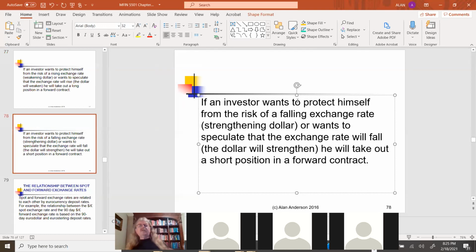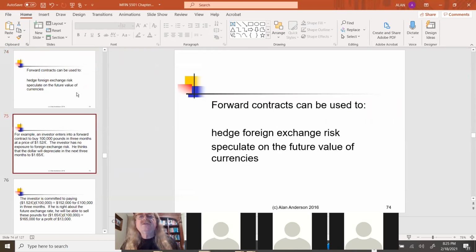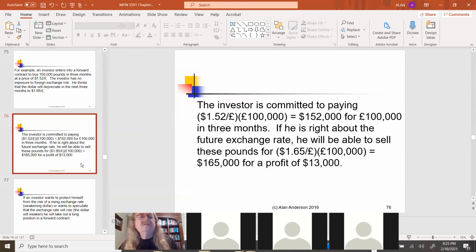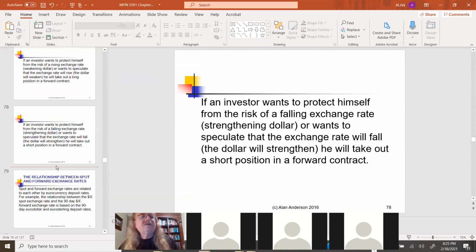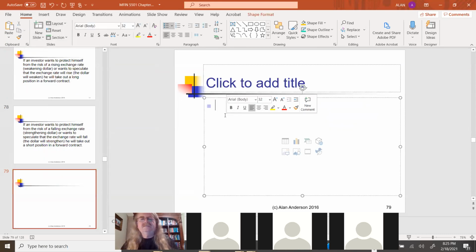All right, so that's the long and the short of a forward contract and the forward exchange rate. Now, that raises an interesting question. We said in our examples that the spot exchange rate was $1.50.